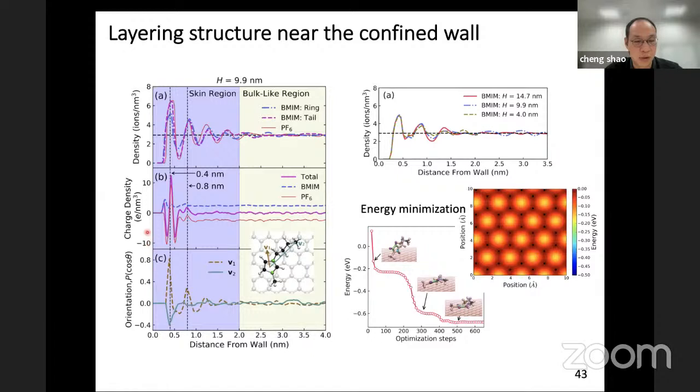So basically the graphene wall is located at position zero, and from here to here, the distance from the wall increases. The first finding is the typical layer structure found in most liquids in confined space. But most interestingly, we find that the cations have a preferred orientation under the confinement. This is because at this certain orientation, the ionic liquid will have a maximum binding energy with the graphene wall.